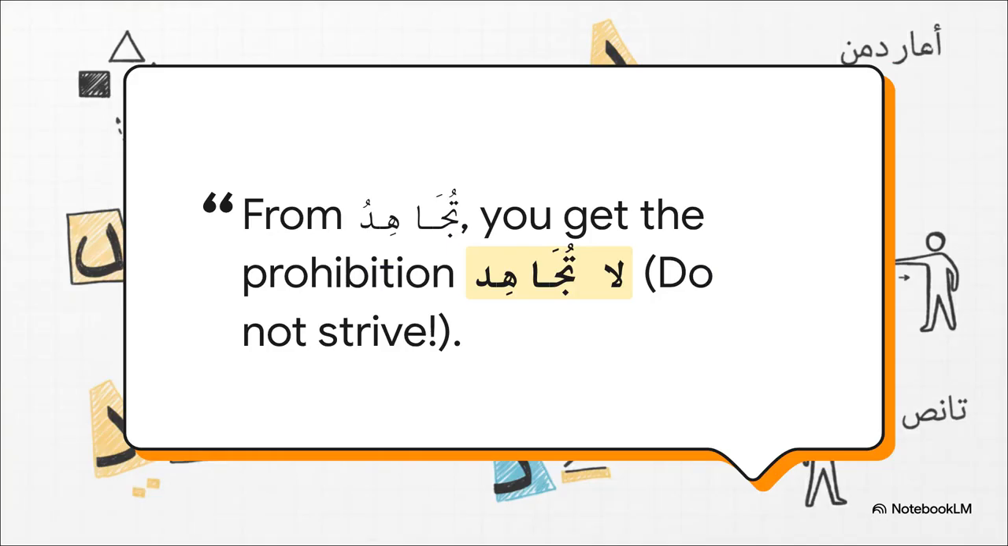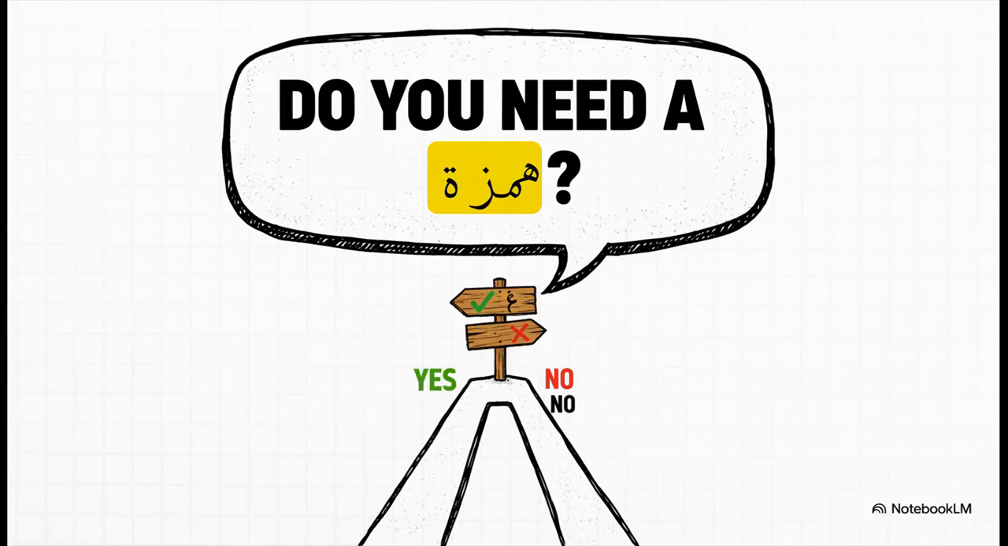Here's a perfect example of how clean this rule is. You take the present tense verb, tujahidu. You make it jussive, put la in front of it, and you get la tujahid. That's it. A clear, direct prohibition. So elegant.